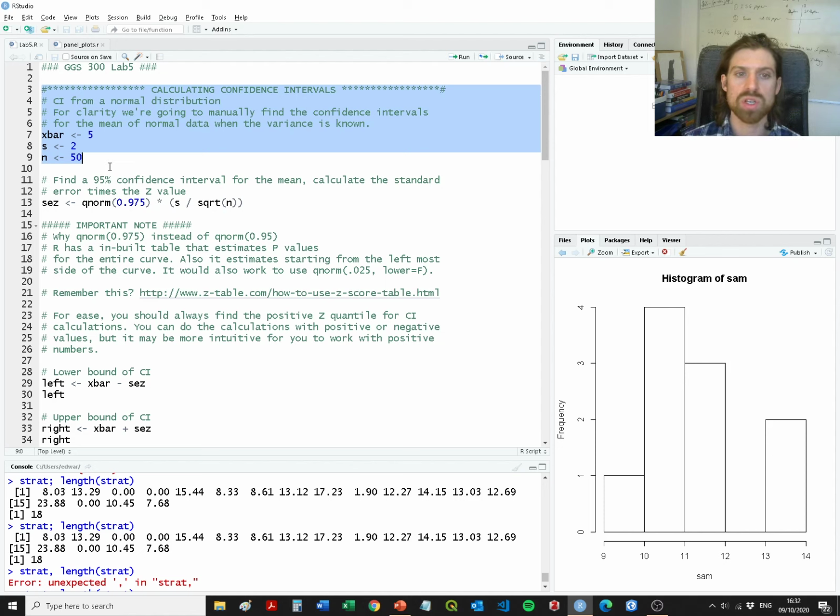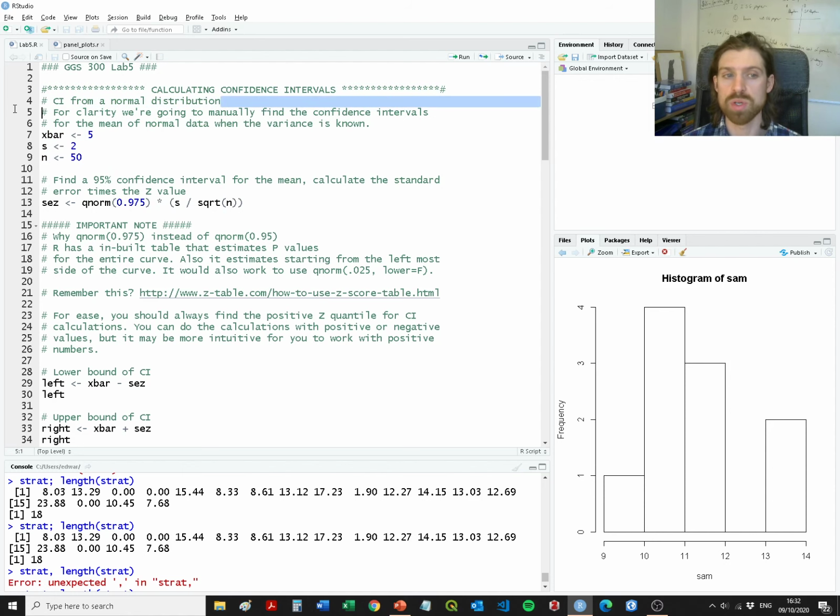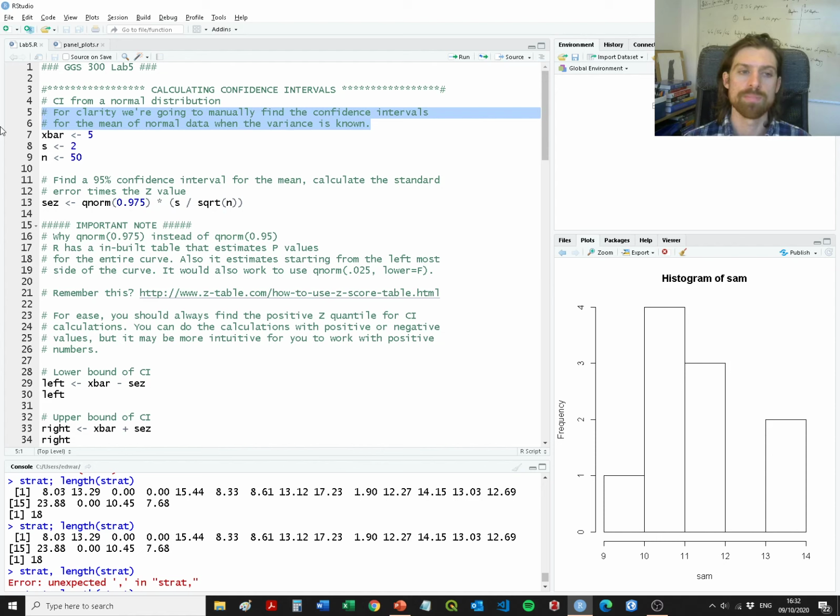So the first thing we want to do is to actually calculate a confidence interval from a normal distribution. So for clarity here, we're going to do it manually. And we're going to do that because it helps us cement those equations that we went over in the lecture.